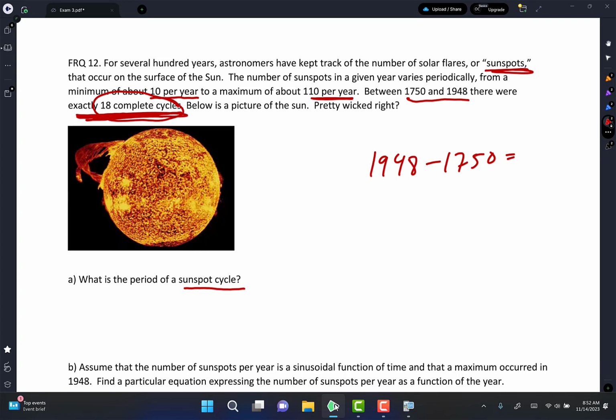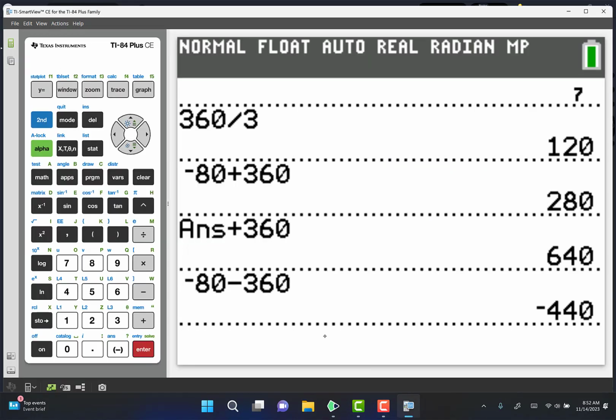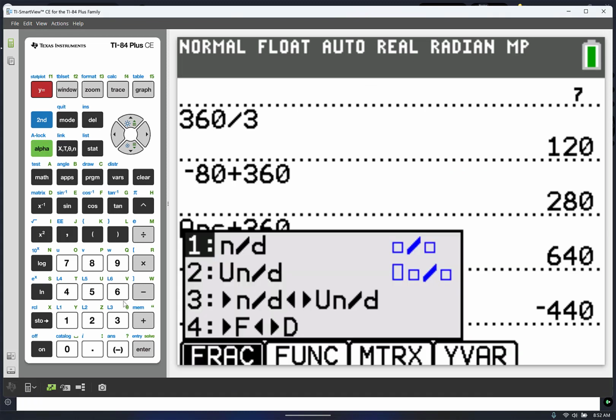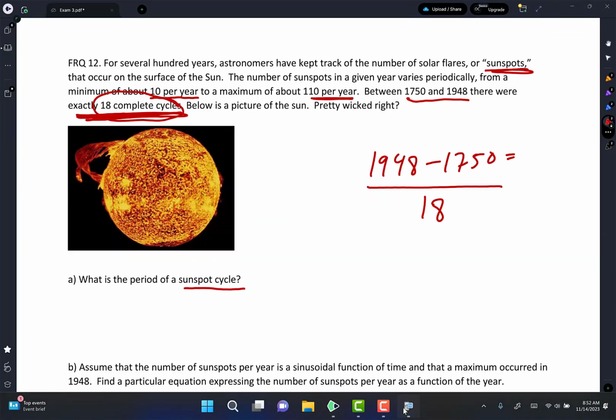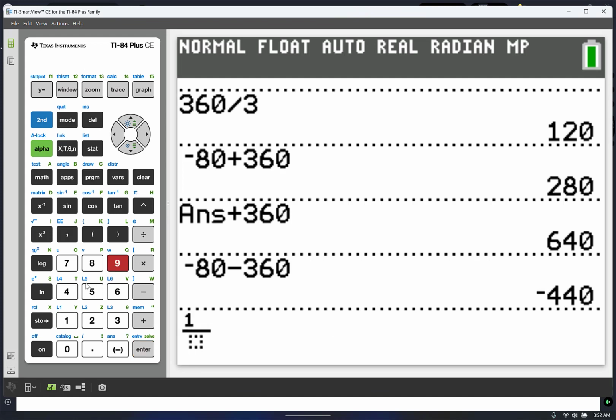18. So I take that difference and I'm going to divide by 18, and that's going to tell me how long one cycle takes. Does that make sense, guys? So I take my calculator and I'm going to use the fraction feature. You don't have to. And I'm going to go 1948 minus 1750, and I'm going to divide that by how many complete cycles there were. There were 18 of them.